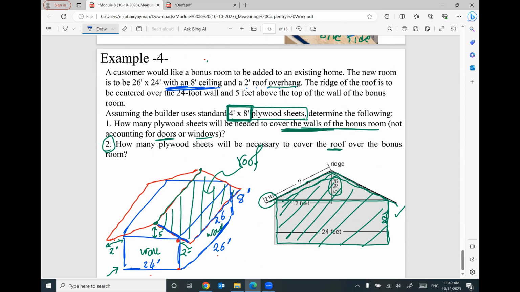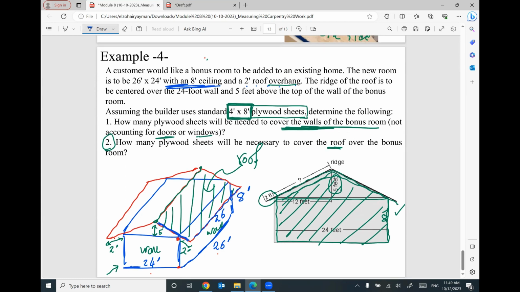What about this side? We can figure this out using a triangle, because if you look at this triangle, this side will be 12. This height is 5. So I can tell you what is the length of this side. This side will be the square root of 25 plus 144. This side will be 13. Plus this 2, so the total length will be 15. This total length is 15 feet.